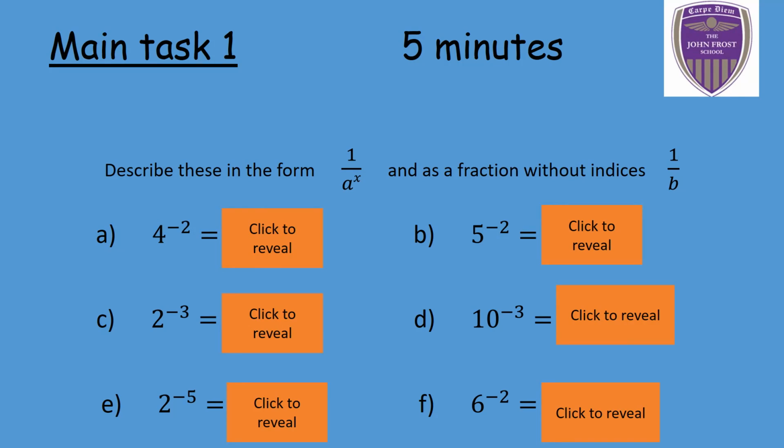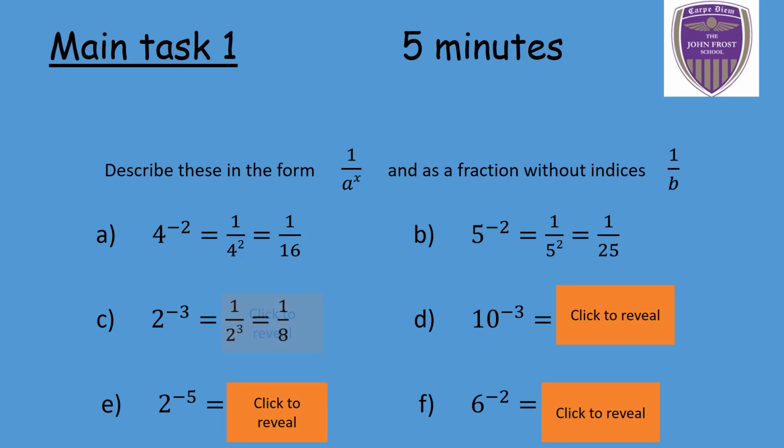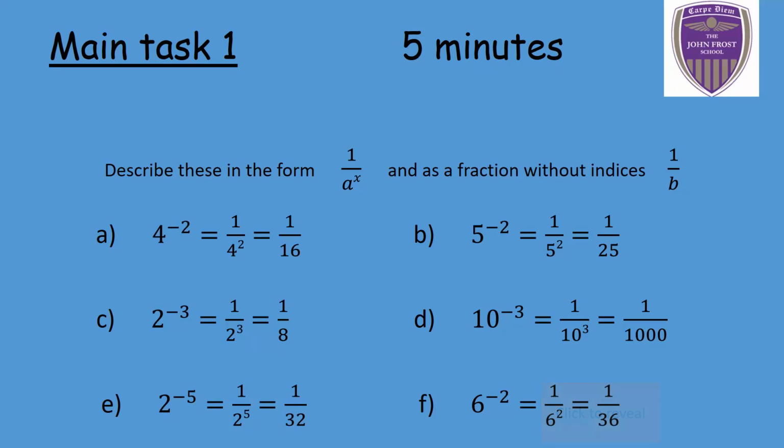Welcome back, Year 9. So let's have a look at the answers. So we should have in the form of 1 over something to the power of something, and as 1 over just a number. So again, obviously marking your own. If you've made any mistakes, have a look back and see if you can work out where you've gone wrong.